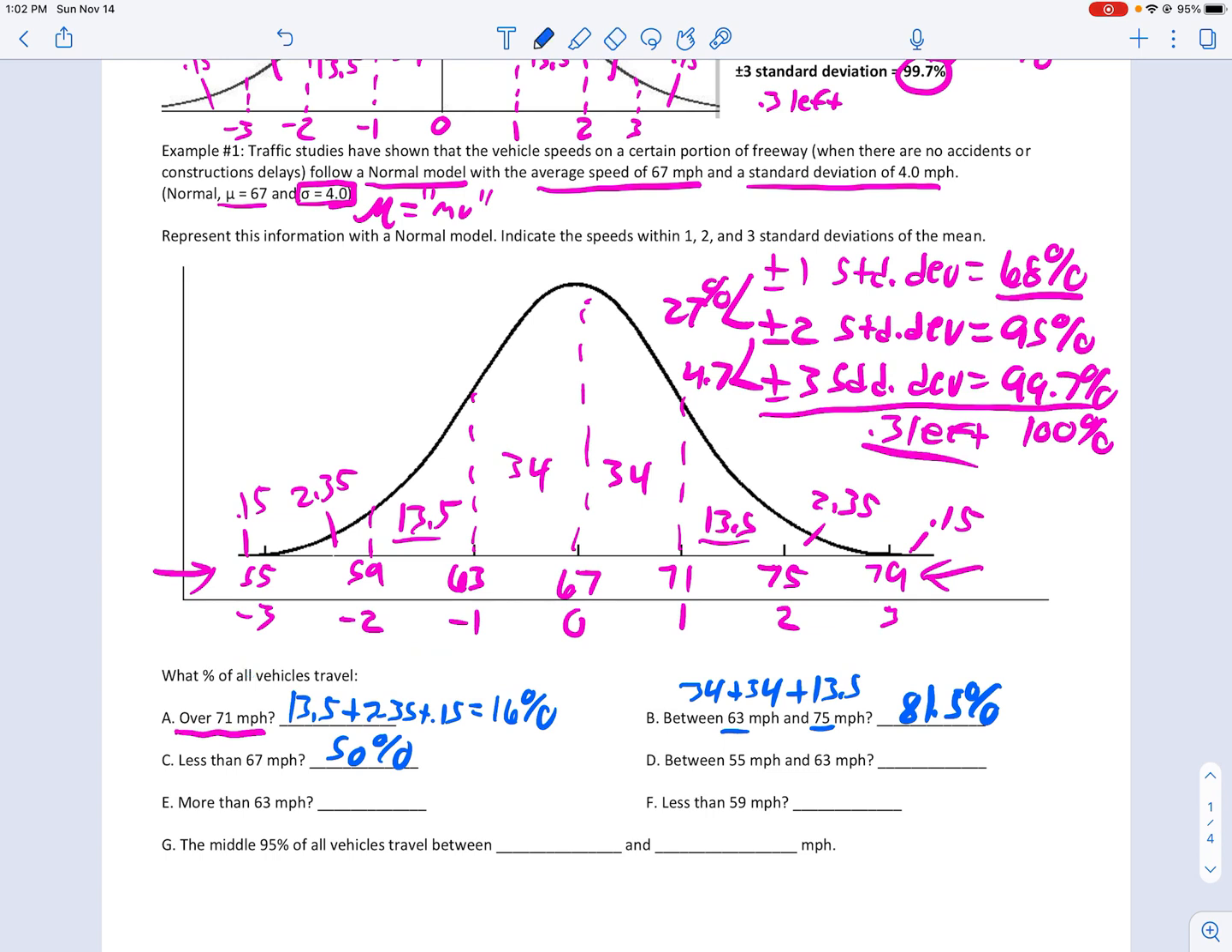Right, between 55 and 63. So here's 55 and 63. So that would be 2.35 and 13.5. Add those together and you get 15.85%. So again, those numbers underneath the bell curve are the percentages of the data. So again, between 55 and 63, you have 13.5% and 2.35. Add those together to get your 15.85%.